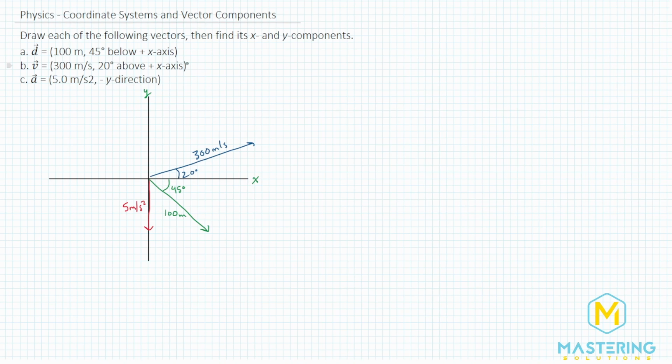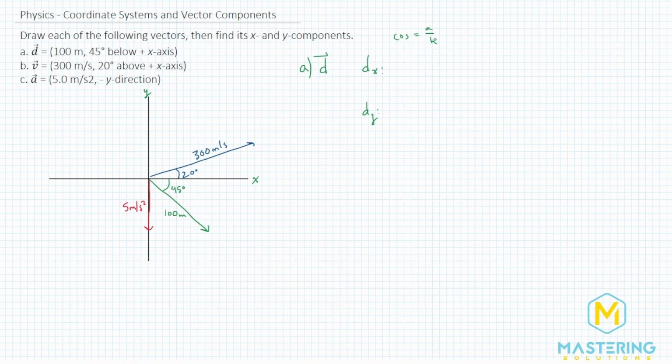Okay, so now we've drawn all three of our vectors. So let's go through them one by one and figure out the x and the y components. For vector d, let's write it like this. We'll have d sub x for the x component and then d sub y for the y component. So for the x component, we need the positive x value right here, which is adjacent to the angle. We'll be using cosine because we have the angle and hypotenuse. So cosine is equal to adjacent over hypotenuse.